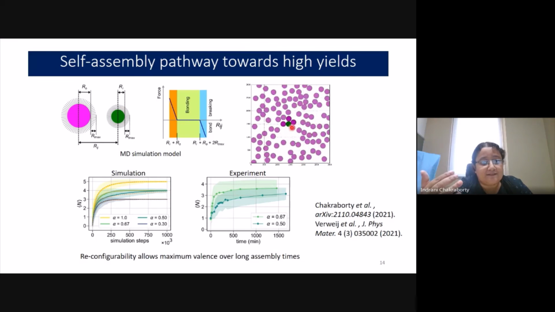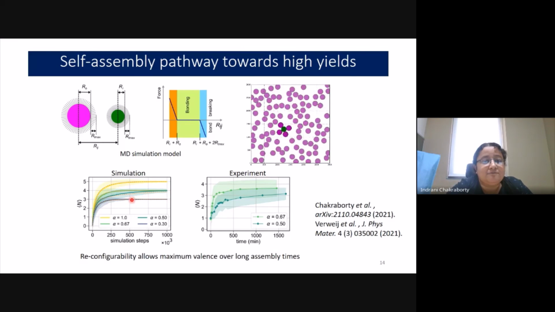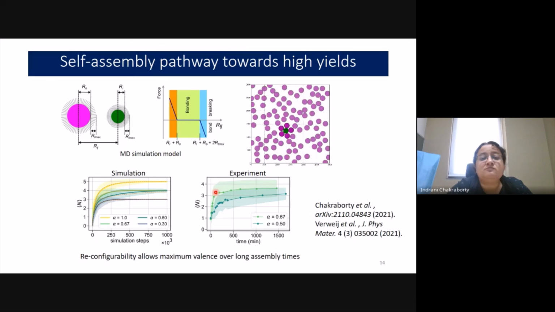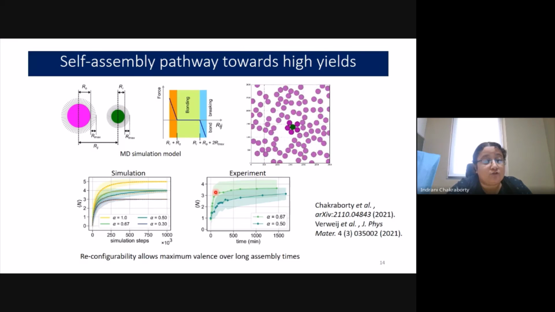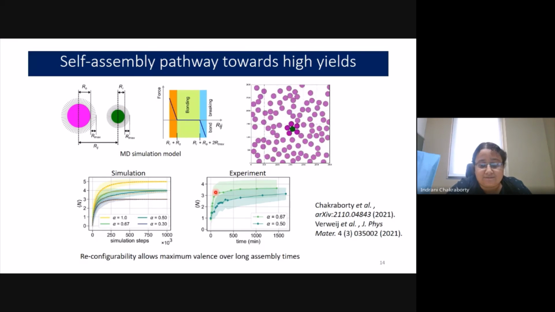And we also verified this with an experiment, where you see that the simulations and the experiment basically show the same qualitative trend. So reconfigurability allows maximum valence, but over quite long assembly times.